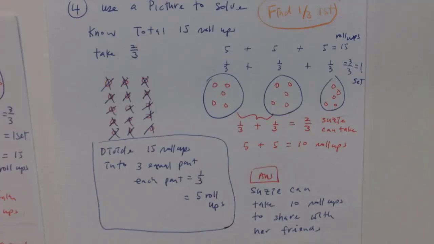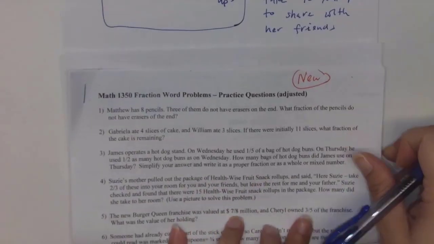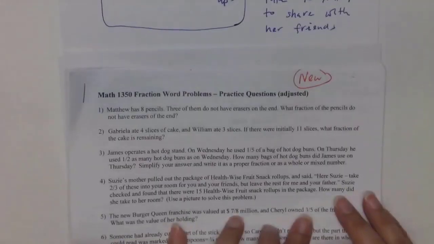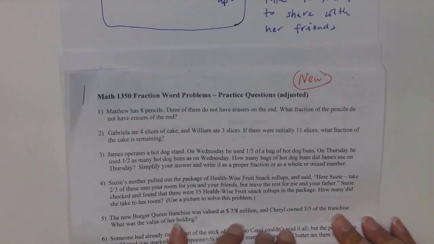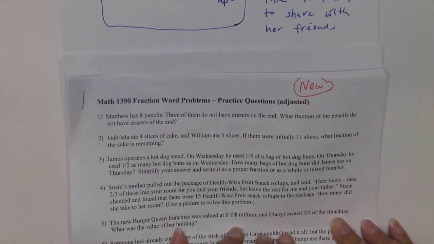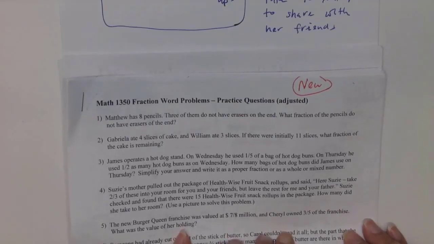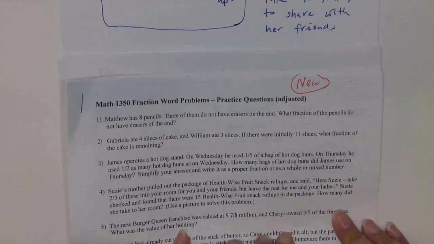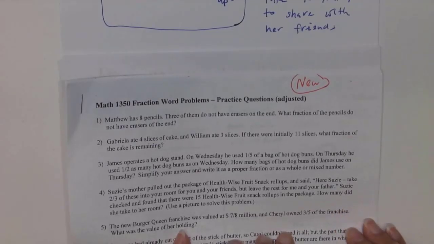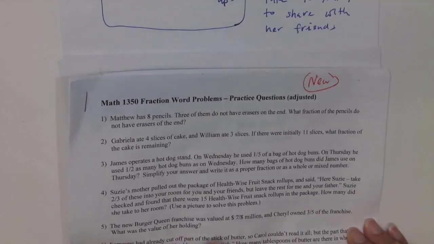Alright, so next we are going to look at number 5. The new Burger Queen franchise was valued at $7.8 million, and Cheryl owned 3/5 of the franchise. What was the value of her holding? So again, we're going to need to write down what we know and then try to figure out how to solve this. So what do we know from number 5?